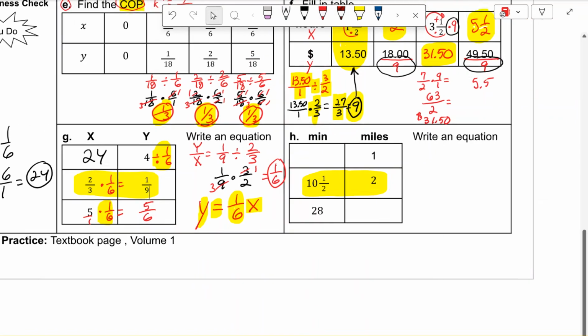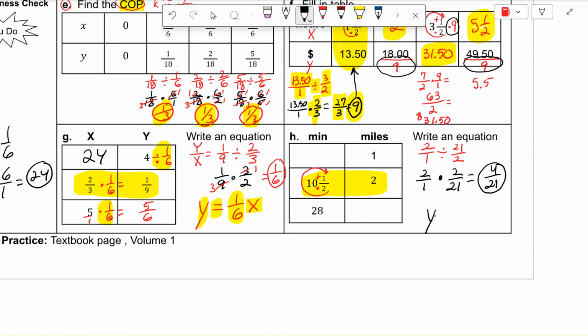So we always want to make sure that we are doing y, which is 2 here, 2 as a fraction, divided by our x. We have to change this into a fraction. So 2 times 10 is 20, plus the 1 is 21 seconds. So 2 over 1, multiplication, and reciprocate. We look to cross reduce, and there's no way to do that, so that's 4 over 21. So this is our COP, our k value. So y is equal to 4/21 x, which is a crazy fraction, but that's what it is.